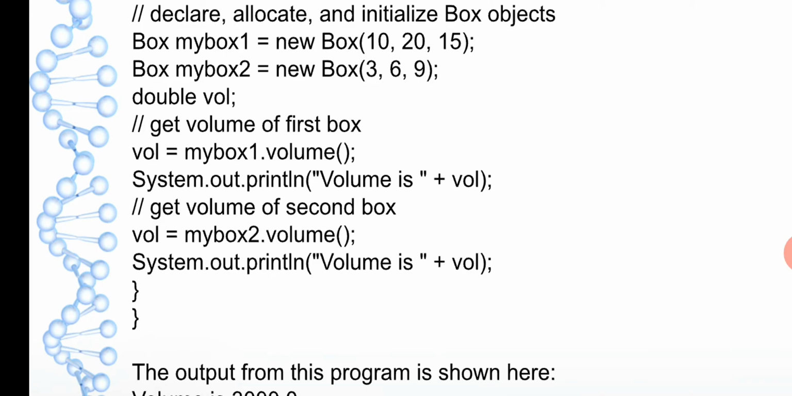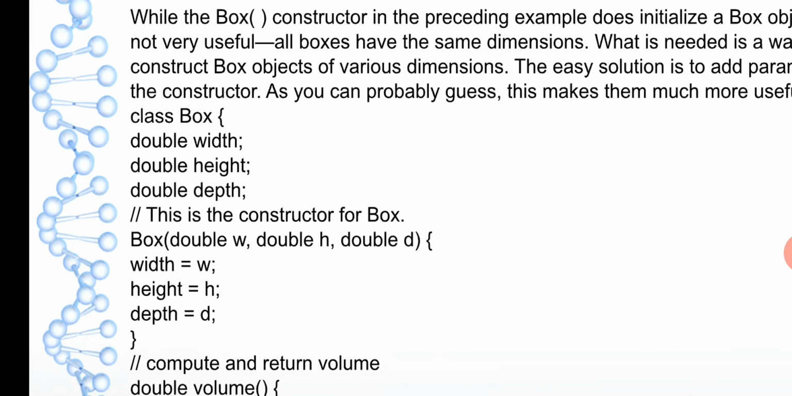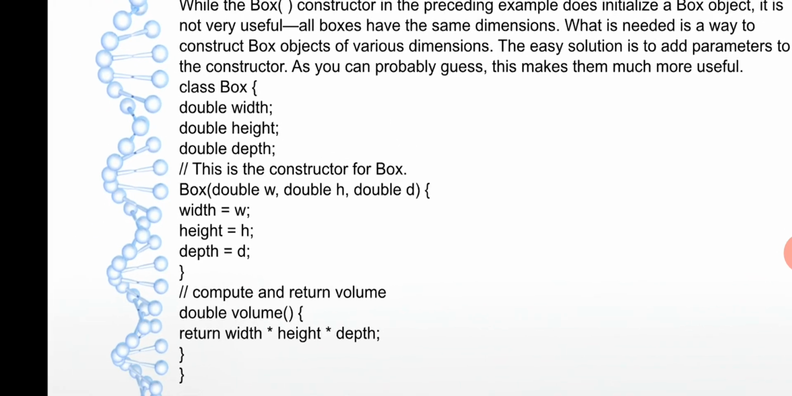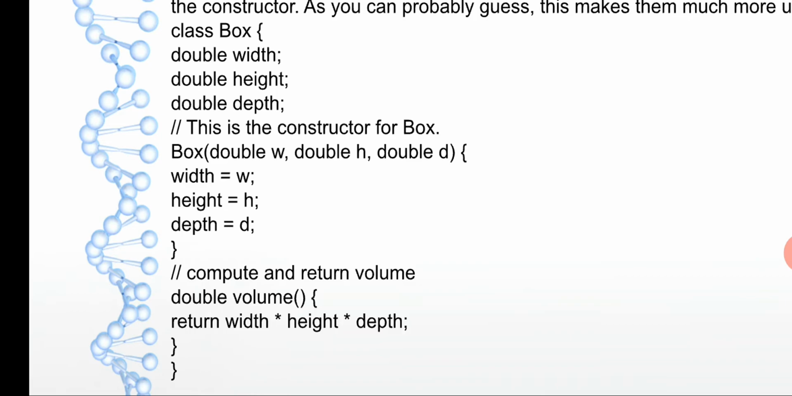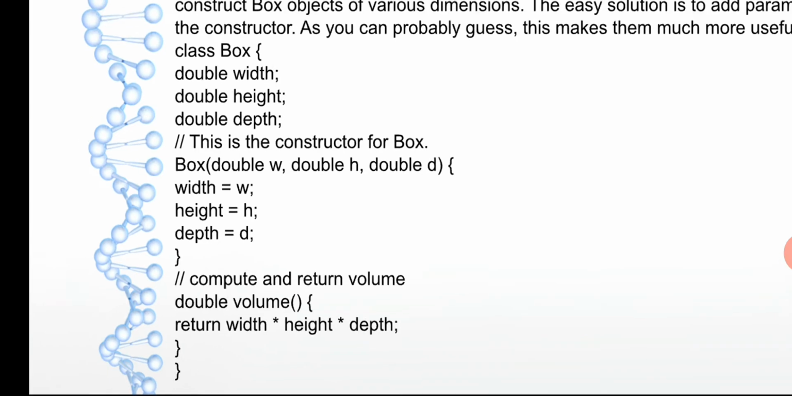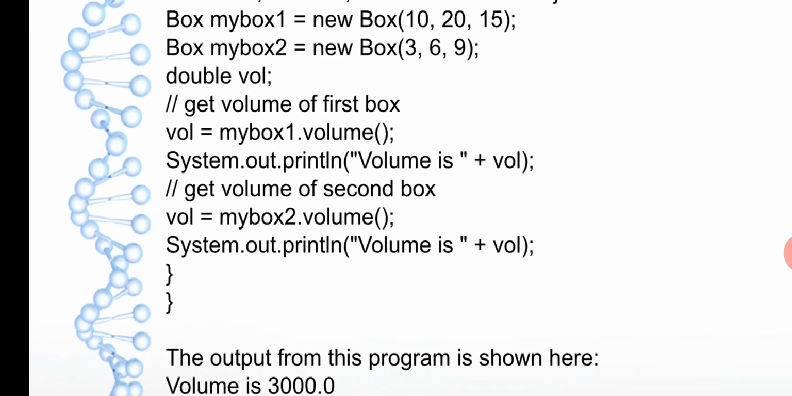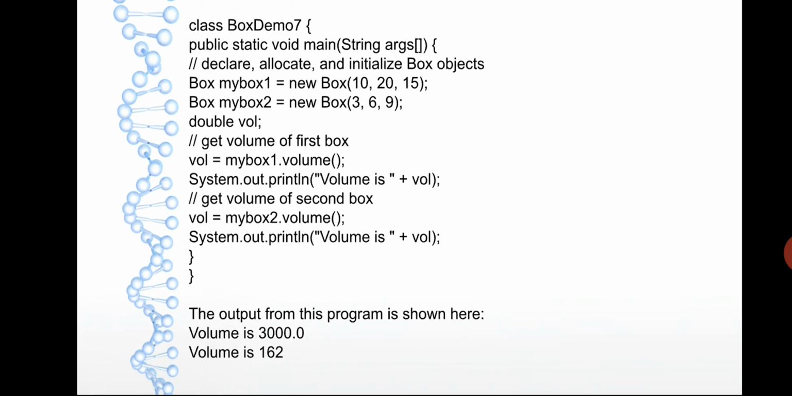For the second object, what are you doing? You have the values 3, 6, 9. The same 3, 6, 9 will be initialized to the double volume method, that is nothing but 3 into 6 into 9. The same will be returned to the calling method. So here you are going to print the second volume value.